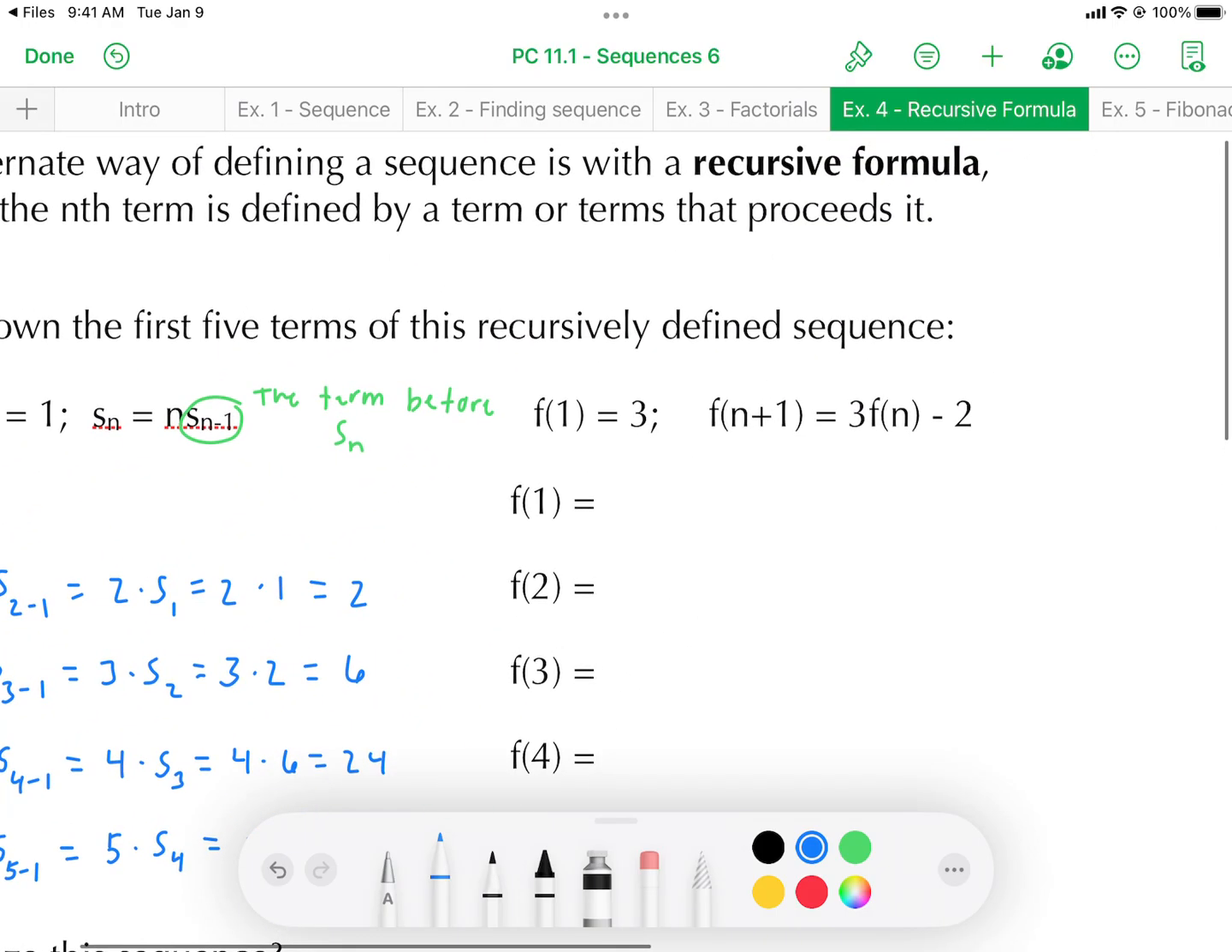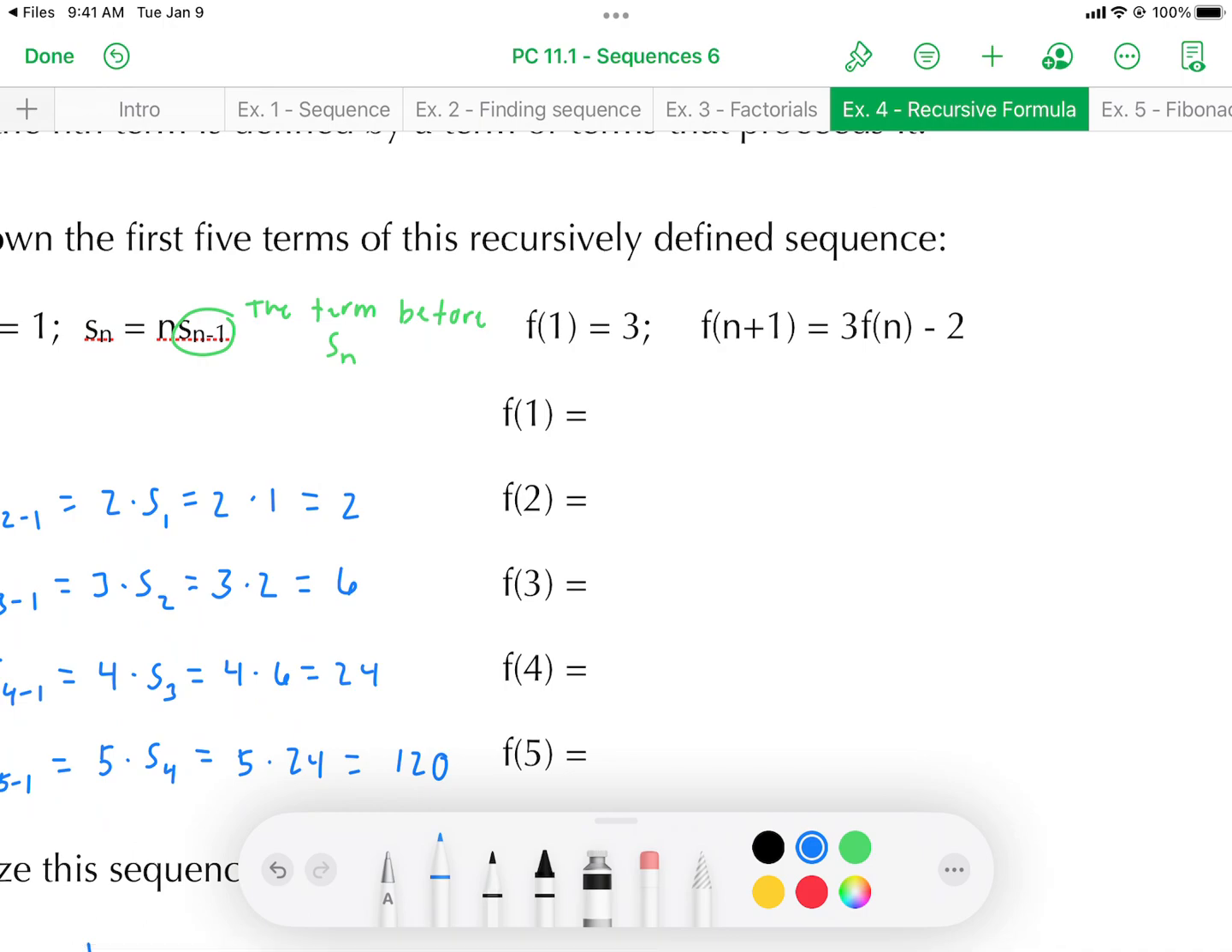All right, next one, I have us define recursively using function notation. So I'm saying f of 1 equals 3. The first term of the sequence is 3. And then f of n plus 1 is equal to 3 times f of n minus 2. All right, so the notation is switched here a little bit, not just with function notation, but also we now have n plus 1 and then n. So that means f of n is the term before f of n plus 1.